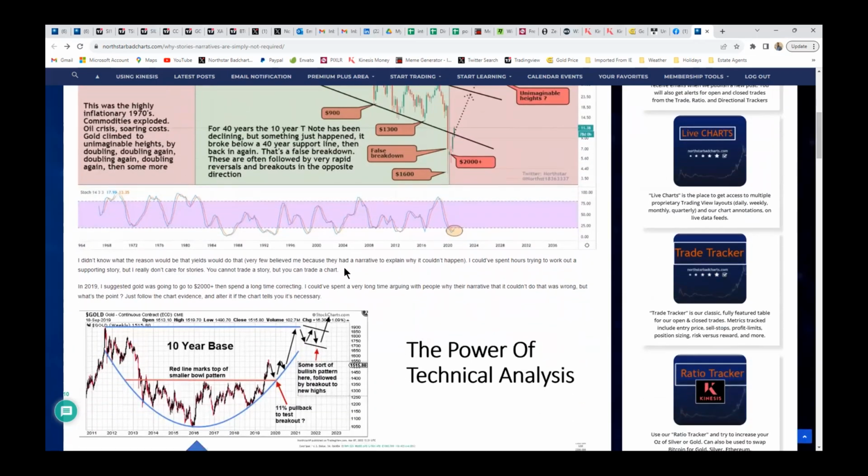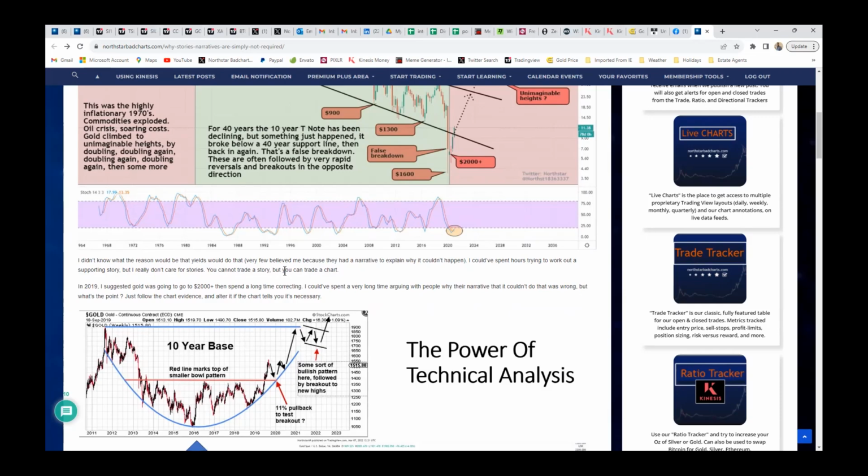So I'll carry on reading. I didn't know what the reason would be that yields would do that. Very few believed me because they had a narrative to explain why it couldn't happen. I could have spent hours trying to work out a supporting story, but I really don't care for stories.